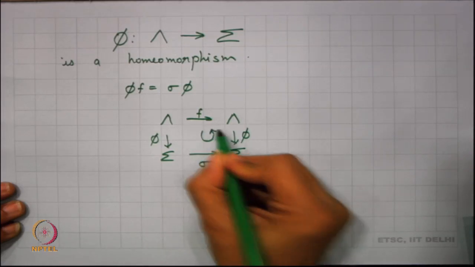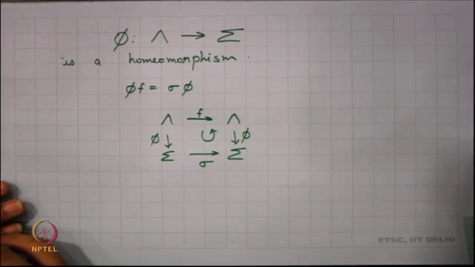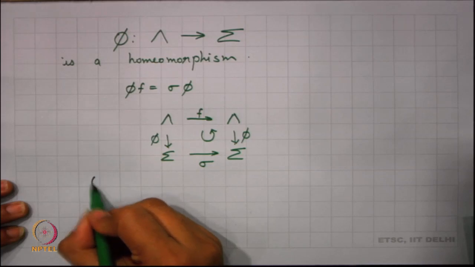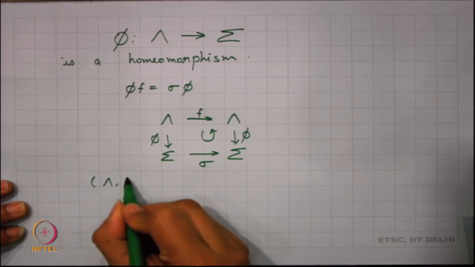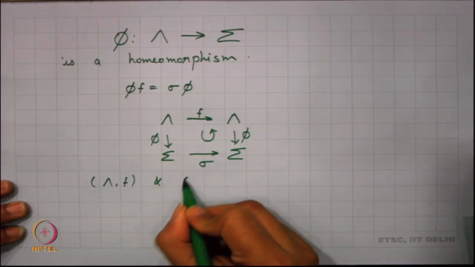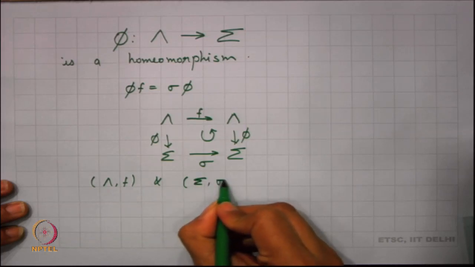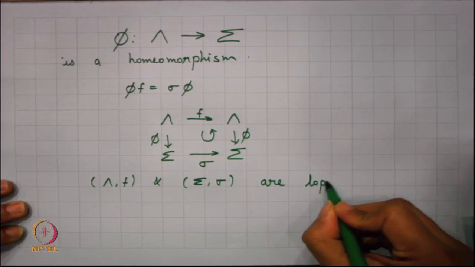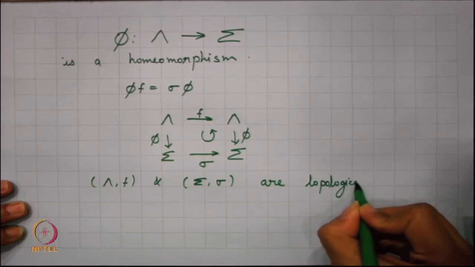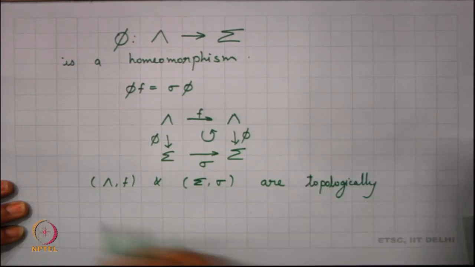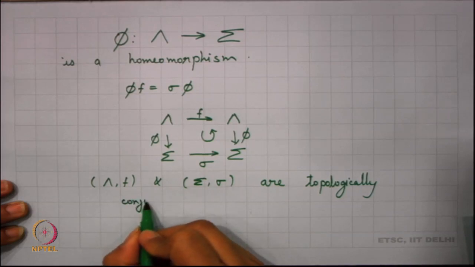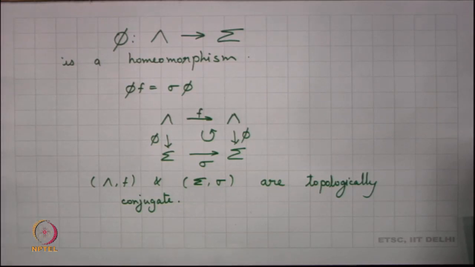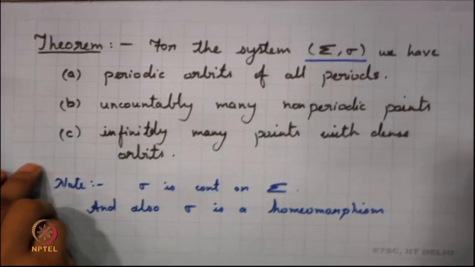this particular diagram commutes, which means that these systems, lambda f and sigma sigma, are topologically conjugate, and what does that give? So, let me recall this once again.